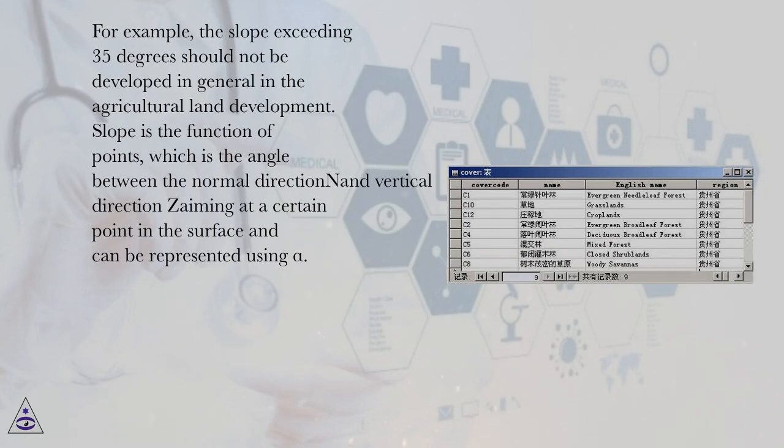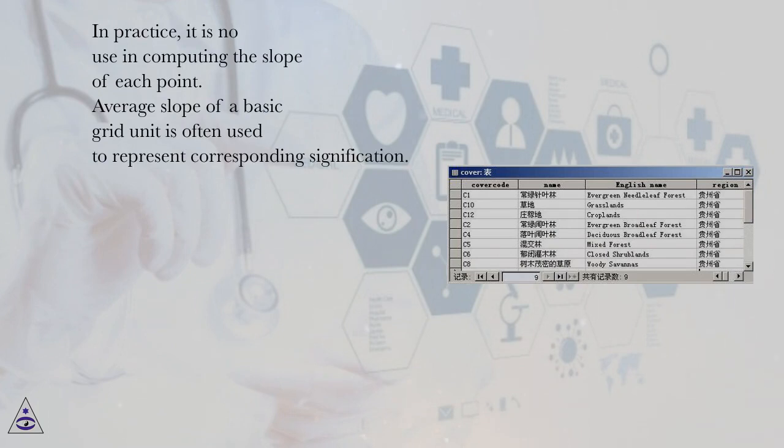Slope is a function of points, which is the angle between the normal direction and the vertical direction at a certain point in the surface, and can be represented using alpha. In practice, it is no use computing the slope of each point. The average slope of a basic grid unit is often used to represent the corresponding significance.